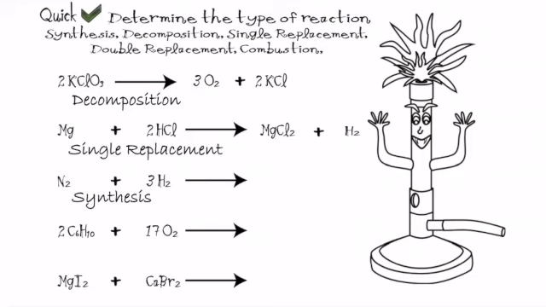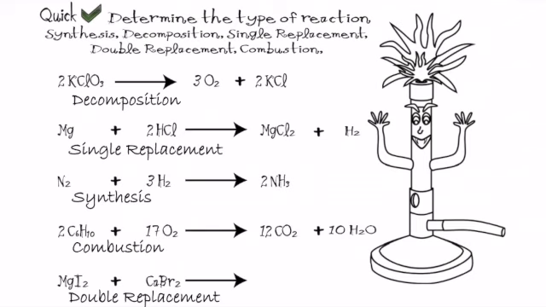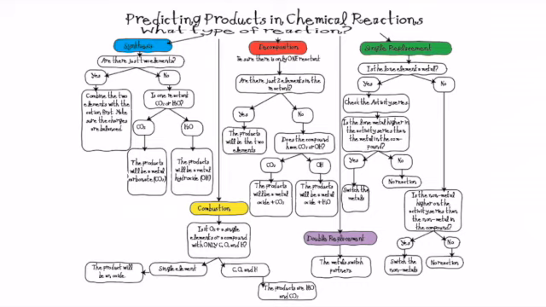Reaction 3 is synthesis. Sodium plus hydrogen would yield NH3. The next one is combustion. Since that's a hydrocarbon, the products are always going to be CO2 and water. And the last one, we have magnesium iodide and calcium bromide. This is a double replacement reaction, so the ions are going to switch partners. This is a flow chart to help you predict products. Determine which type of reaction you have, and then use the flow chart to find out what the products would be.